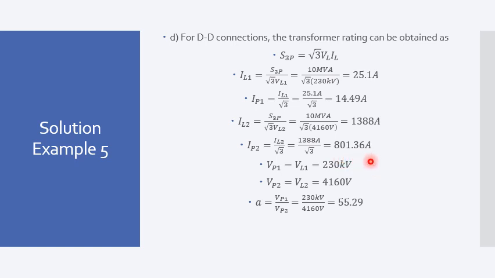So the current is 801.36 A. And the phase voltage at the primary side is 230 kilovolt because V phase equals V line for the delta connection at the primary side. And for the secondary side, V phase equals V line 2 equals 4160 volt, because of the delta connection at the secondary side. So the ratio is VP1 over VP2 equal to 55.229.